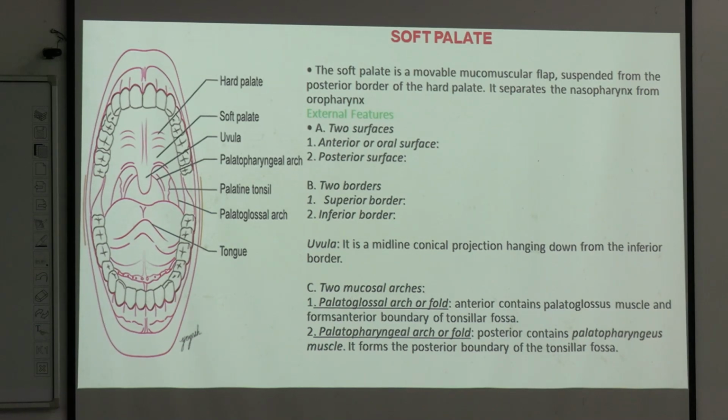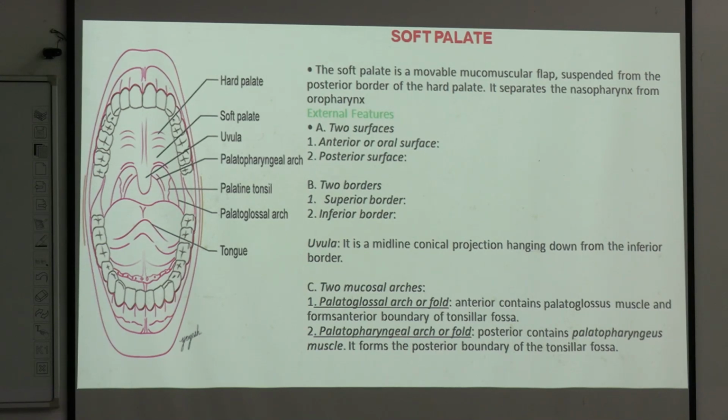Now, this soft palate has two arches which you have to appreciate. One arch runs from the soft palate to the tongue; we call it the palatoglossal arch. The second arch runs from the palate to the pharynx; we call it the palatopharyngeal arch. You have to identify these two arches in your specimen, and in cadavers split open through the oral cavity. These two arches are important for identification, and questions are asked about them in anatomy.